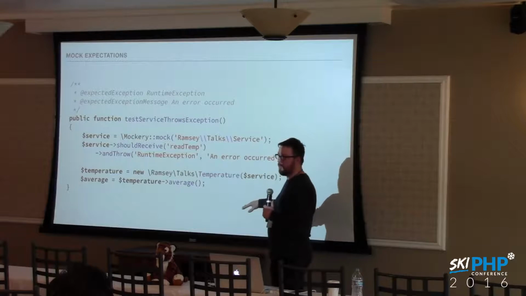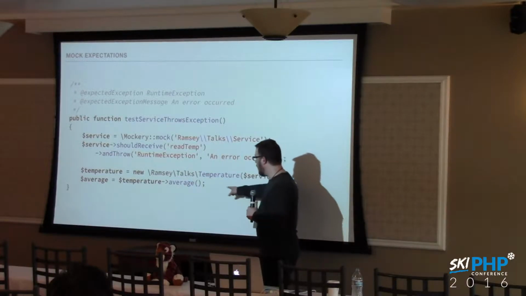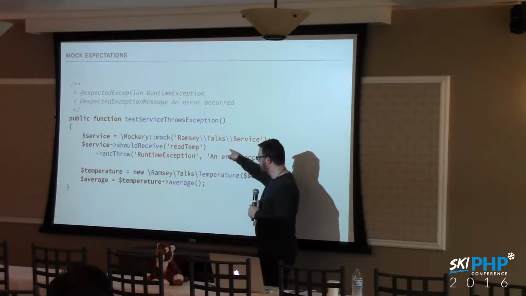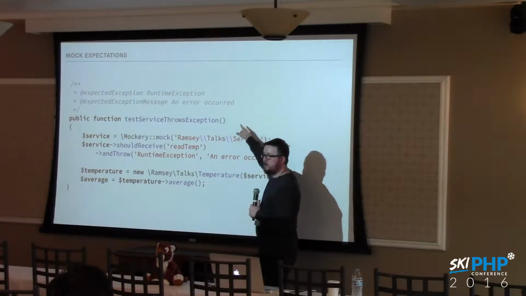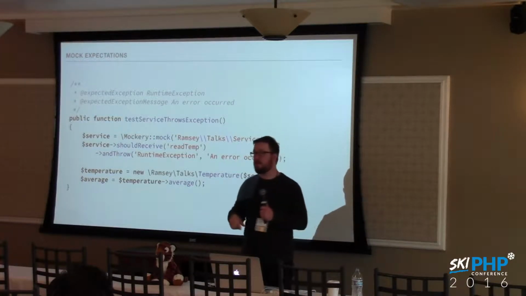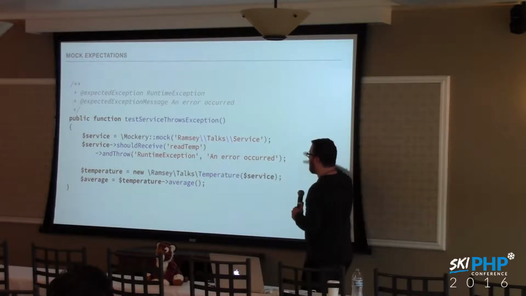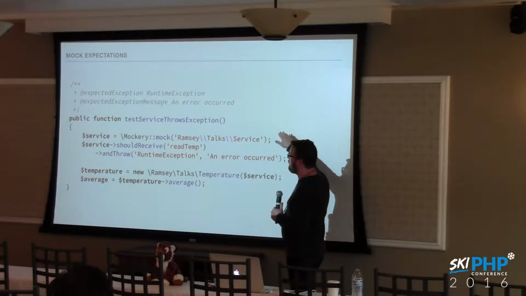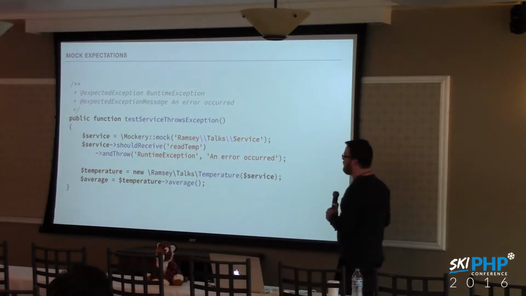We're not going to call readTemp from our test though. We're going to call average. Average will call readTemp, throw the exception, and then we're using PHPUnit annotations here in order to say that we have an expected exception, a runtime exception, and the expected exception message is "an error occurred."